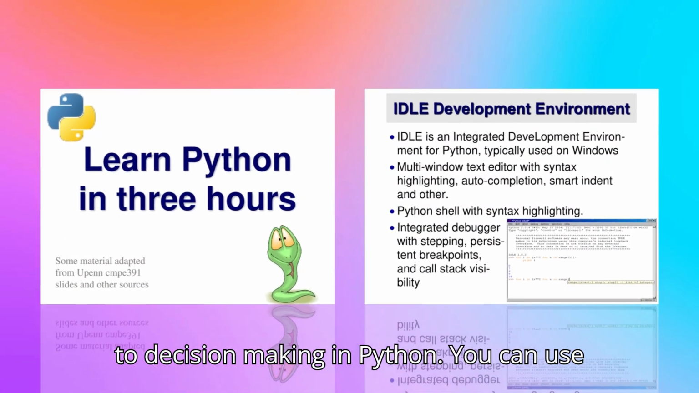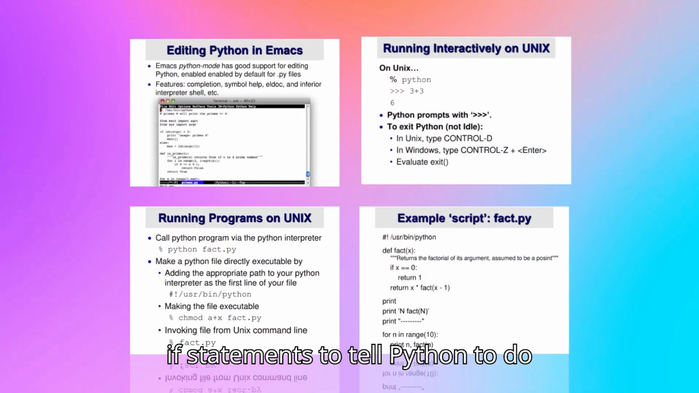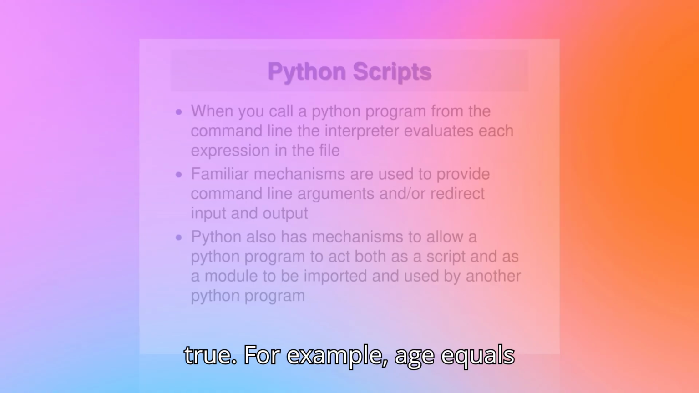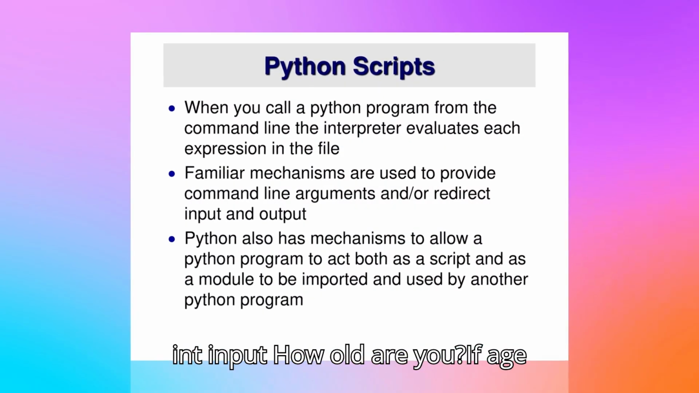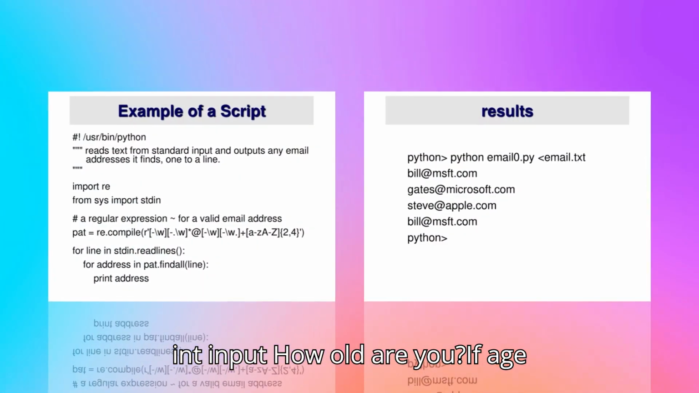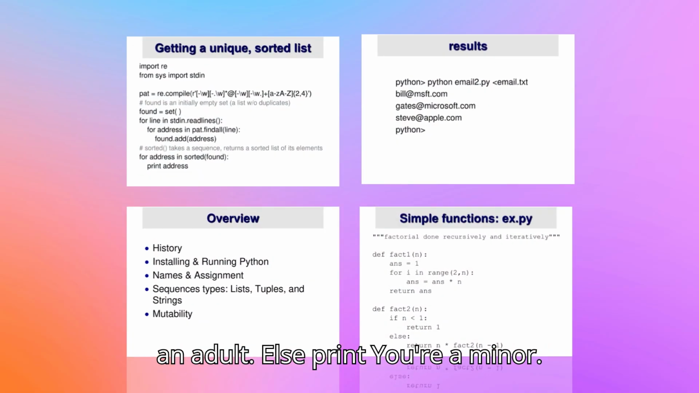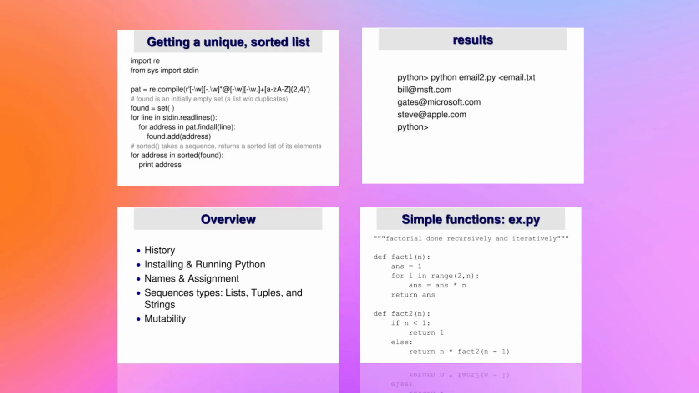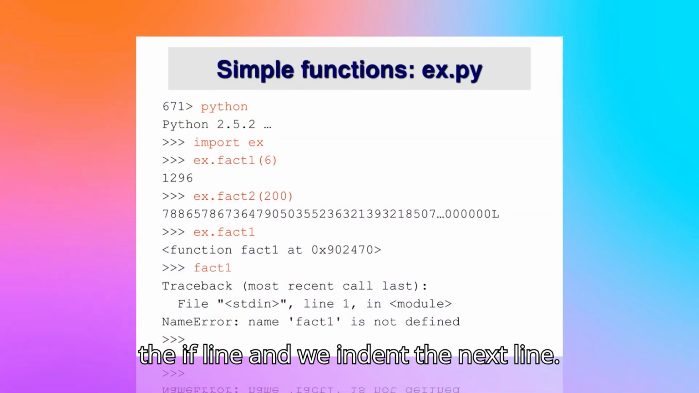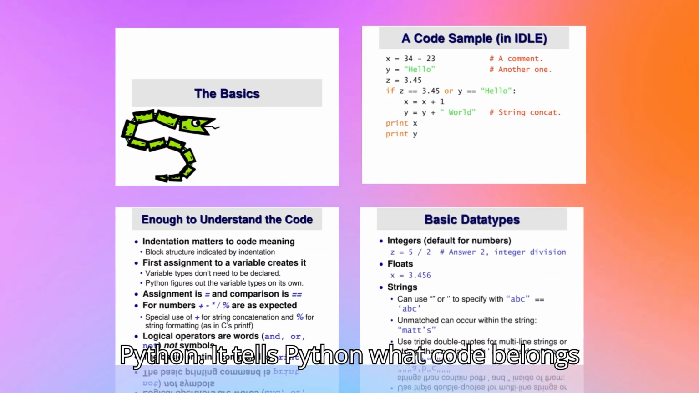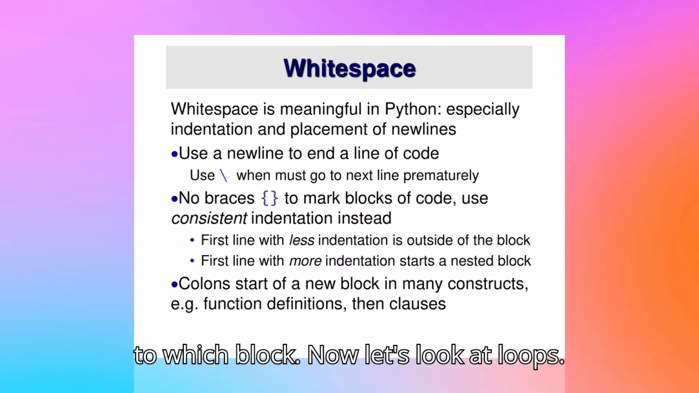Let's move on to decision making in Python. You can use if statements to tell Python to do something only if a certain condition is true. For example, age = int(input("How old are you?")). If age >= 18: print("You're an adult"), else: print("You're a minor"). Notice that we use a colon at the end of the if line, and we indent the next line. Indentation is very important in Python. It tells Python what code belongs to which block.